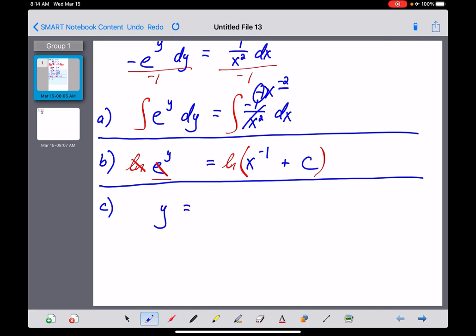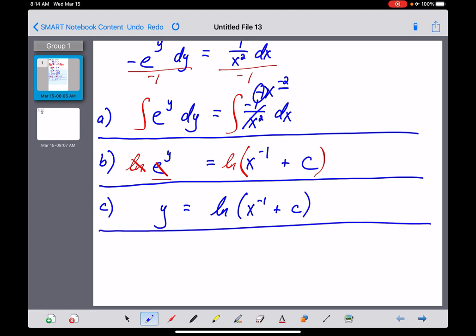And now what I have written there is actually what they were looking for. They didn't want us to simplify that at all, which is good because I'm really not sure that we can. A natural log of a sum, x to the negative 1 plus c power. So that's our general solution right there. That's all they wanted for part C.